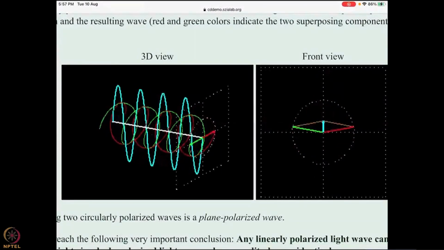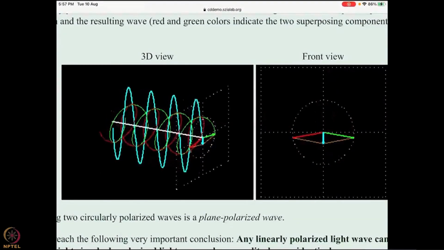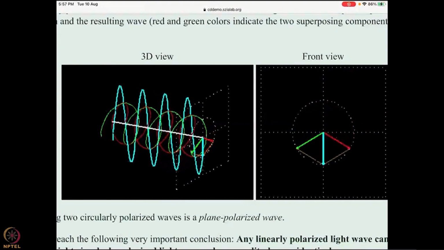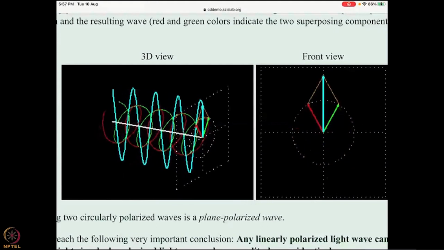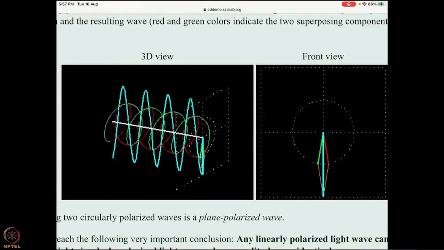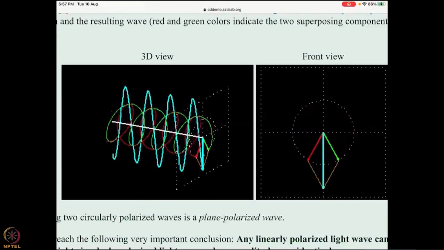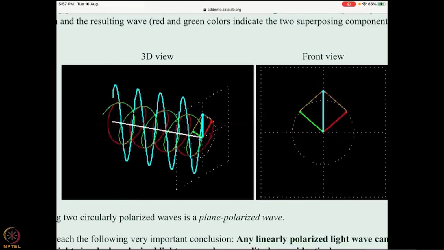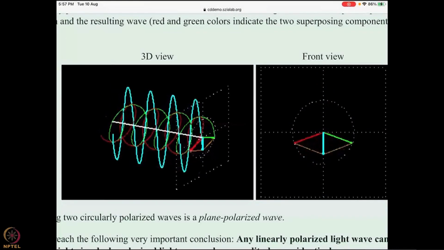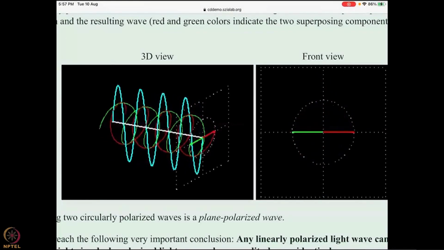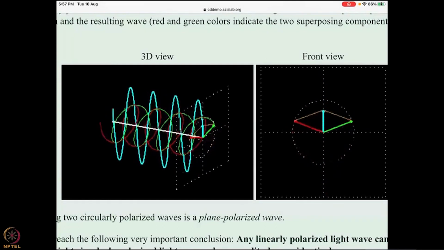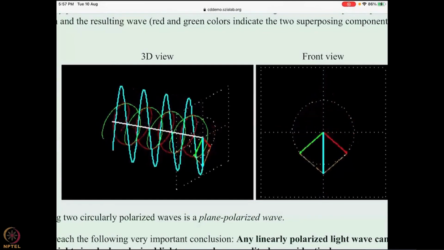So over here, look at the first figure on the right hand side, the simple one. The green one is rotating in a left hand motion, the red one is rotating in a right hand motion, and the blue line is the resultant. You can see in the same phase they are moving in opposite directions, and the resultant is nothing but a plane polarized light.